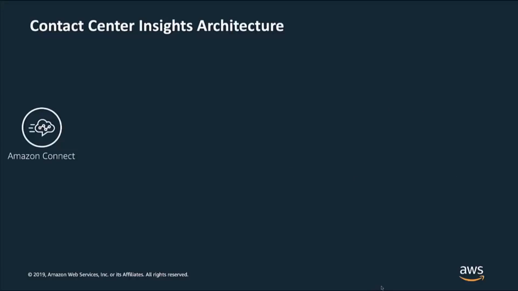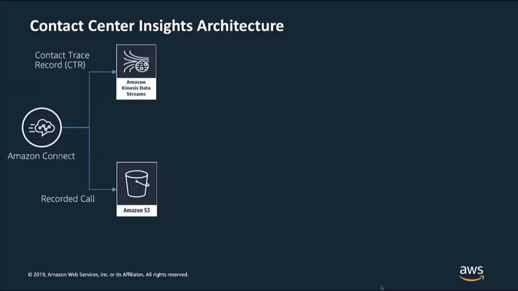Let me walk you through how this solution is architected to bring together the combined power of Amazon Connect and our AI-based services. On the left-hand side, we'll start with Amazon Connect. Amazon Connect outputs the call recording files into your S3 bucket in near real time. The call recording files are WAV files that are separated by channel for the agent audio and the customer audio.